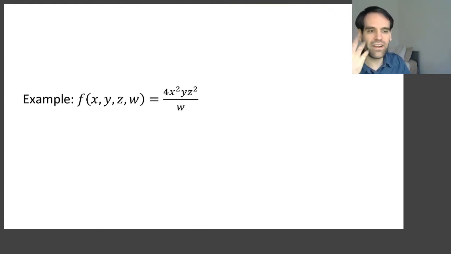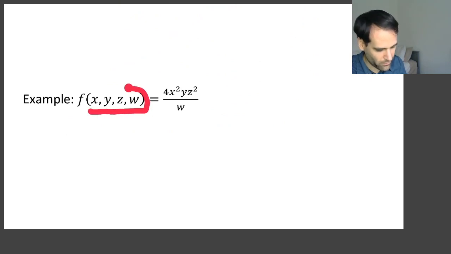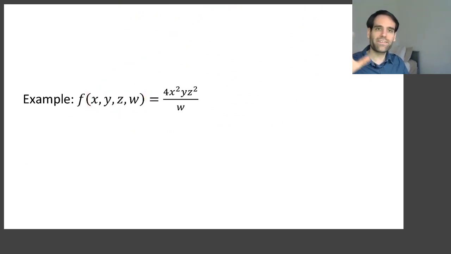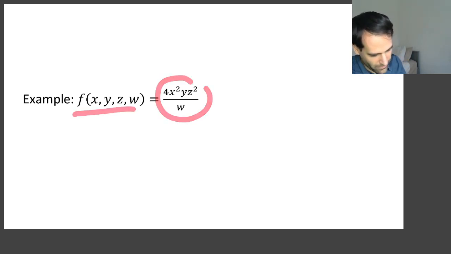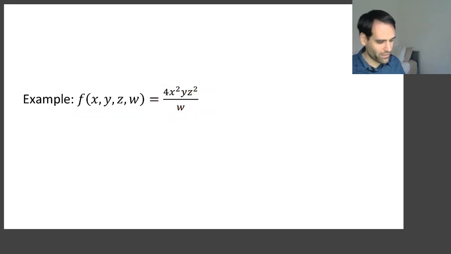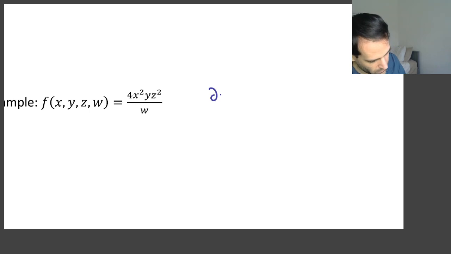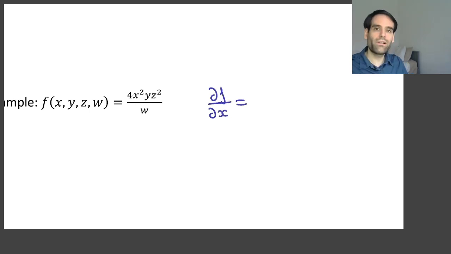F of 4 variables, f of x, y, z, w. Okay, maybe you're very scared. How are we going to do a derivative? Well, it's very easy. This is a function of the 4 variables. You see, you have x, you have y, you have z, and you have w. So how do you calculate the partial derivative of f with respect to x? You do a normal derivative, just consider that y, z, and w are constants.